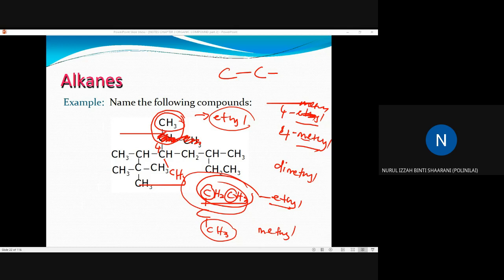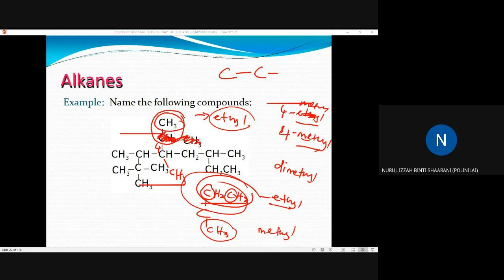Okay, kita tengok jawapan. Terima kasih yang dah bagi jawapan tu. Dah mencuba. Bagus. Kita tengok Auni Nur Ain. Okay, 4 ethyl 2 2 3 6 tetra methyl octane. Yes. So kalau kita tengok, kita kena separatekan. 4 tu refer kepada ethyl.